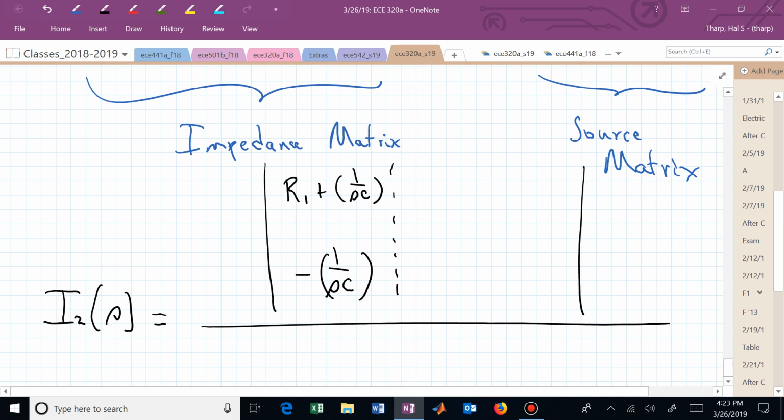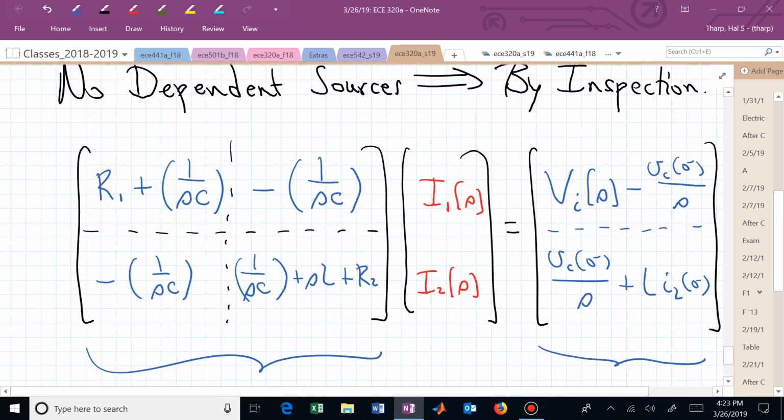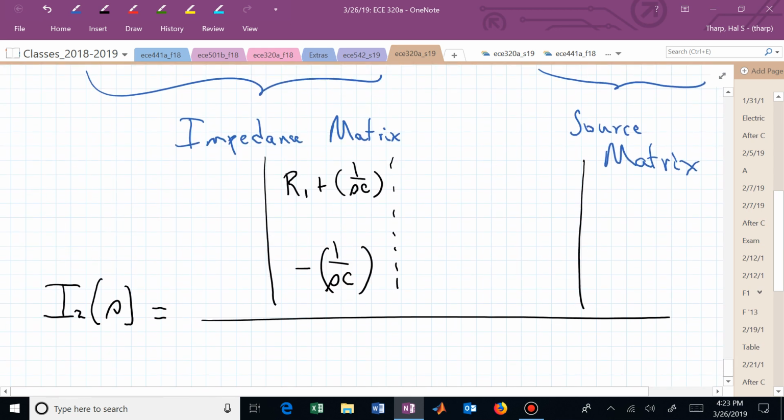Since we're solving for I sub 2, we replace the second column in the A matrix, and we replace it with what is on the right-hand side, the B matrix. We now have V sub I of S, and you know what that looks like. If it was a sinusoid, pure cosine, it would be S over S squared plus omega squared. That's capital V sub I of S. Boom, that goes in there.